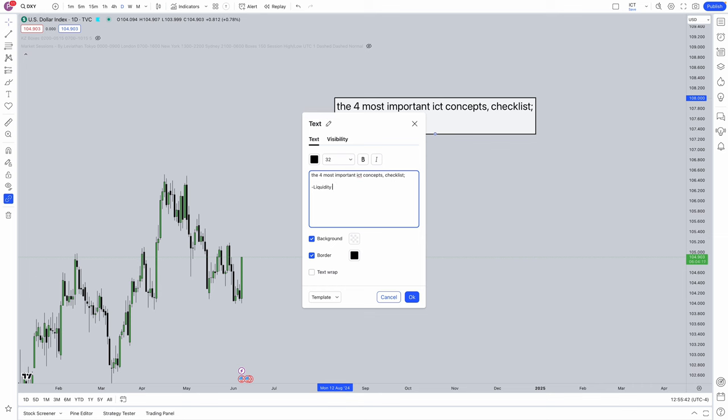Liquidity is what the market is. No matter what you're looking at, no matter where the market is going, it is all liquidity. Okay guys, so I need you guys to understand that everything is liquidity. Next thing.